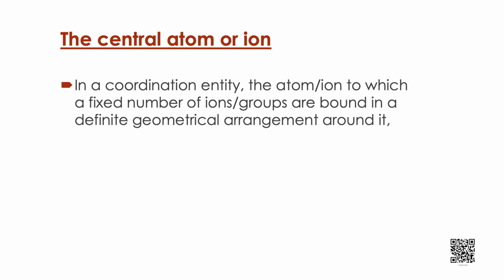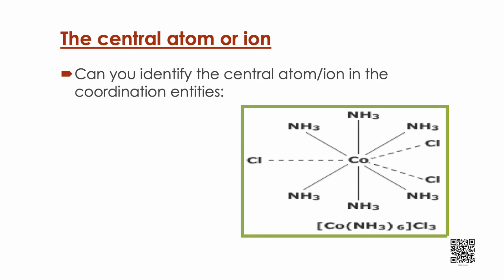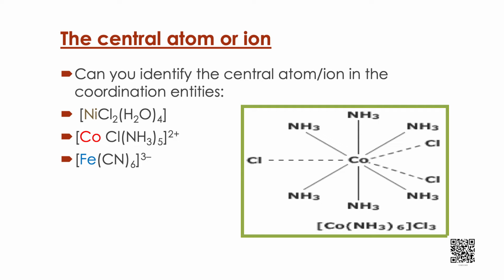In a coordination entity, the atom or ion to which a fixed number of ions or groups are bound in a definite geometrical arrangement around it is called the central metal atom or ion, also referred to as Lewis acids. Can you identify the central atom or ion in the coordination entities shown here? Yes, they are Ni2+, cobalt ion and Fe3+ respectively.